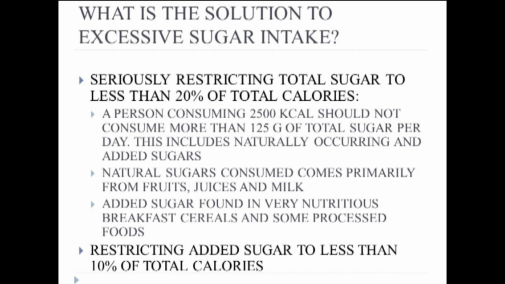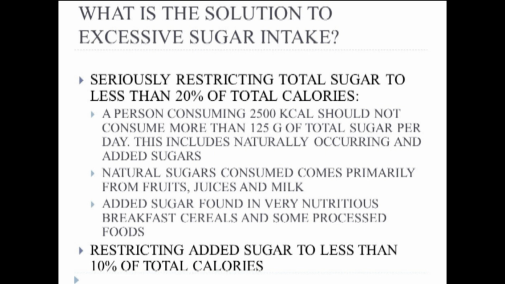So this means a person consuming 2,500 calories a day, if you multiply that 2,500 calories by 0.20, which is 20%, then divide that amount by 4, you get 125 grams. So this would be the maximal amount of total sugar. This would be the sugar coming from fruits and juices and milk, and it would also include the sugar that's coming from your breakfast cereals and the processed foods. So all of these combined together would be limited to 125 grams per day on a 2,500 calorie diet, but the guideline is less than 20%.